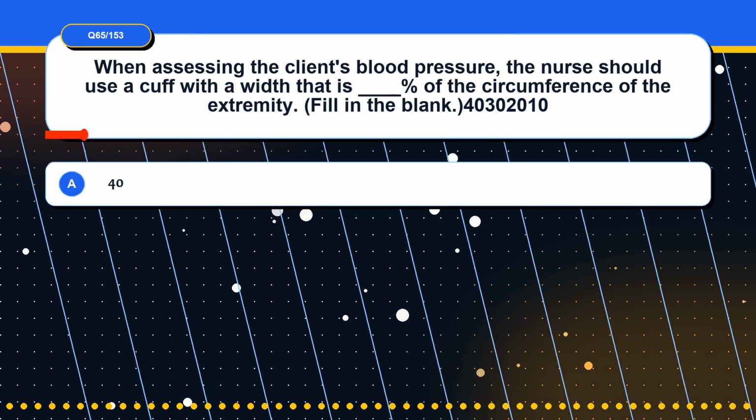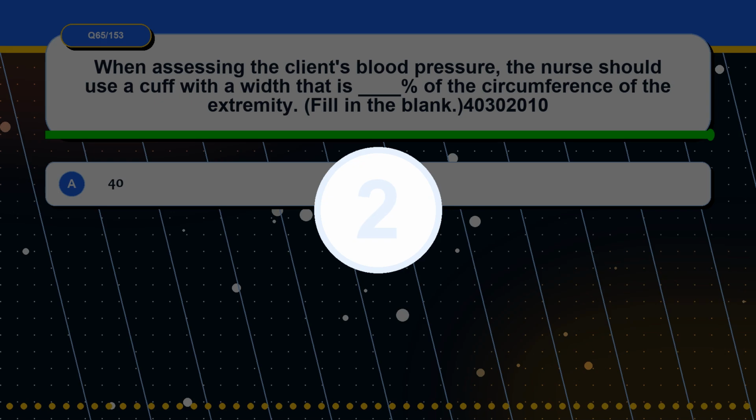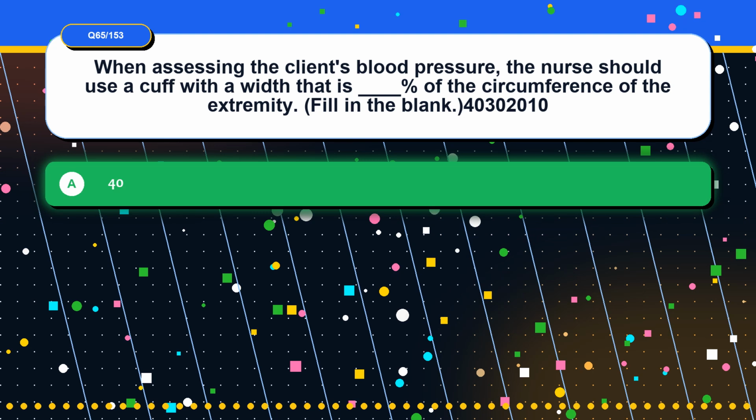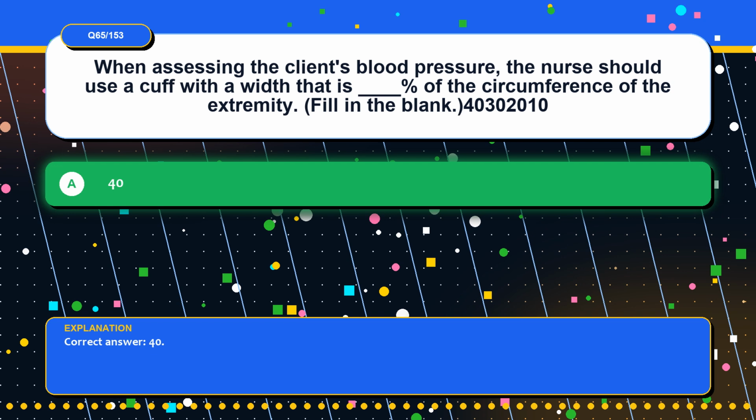Question 65. When assessing the client's blood pressure, the nurse should use a cuff with a width that is blank % of the circumference of the extremity. Fill in the blank. 40, 30, 20, 10. Here are the options. Option A. 40. The correct answer is option A. 40.